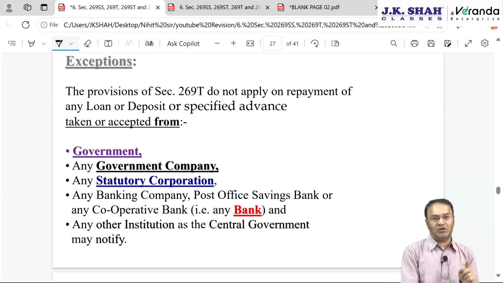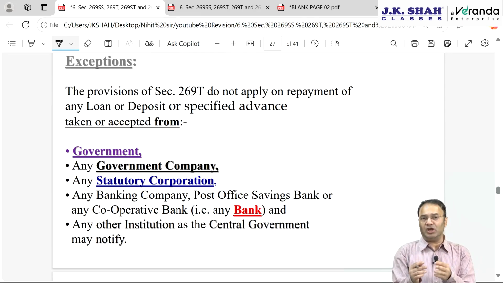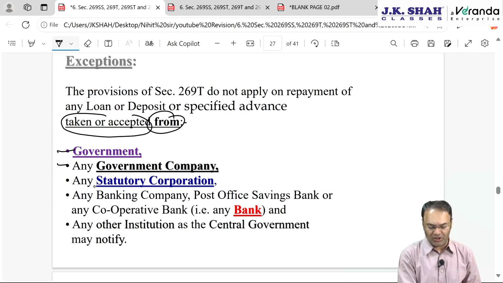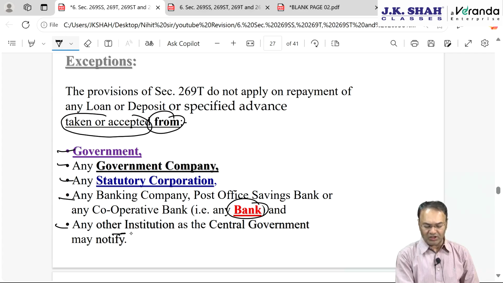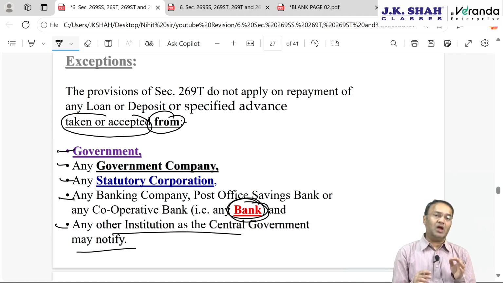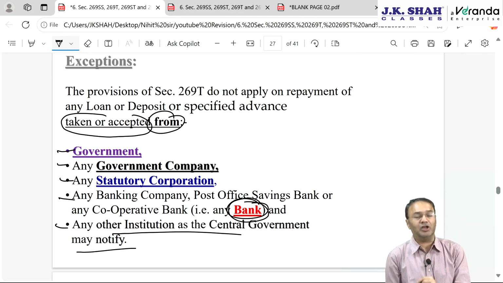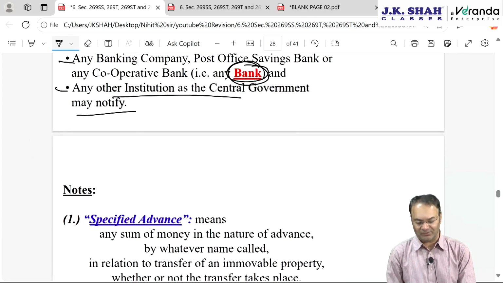Exceptions, here only one side exception. For 269SS, it was loan deposit specified sum taken or accepted by, or taken or accepted from. But here repayment is of loan taken or accepted from government, government corporation, government company, statutory corporation, any bank or any other institution as may be notified by the central government. Remember only bank, rest all unimportant. However, also remember only banks are covered in the exception, NBFCs are not covered. In the exam, the institute asked one question where the person taking or accepting the deposit was an NBFC. NBFC is not one of the exceptions, only bank.